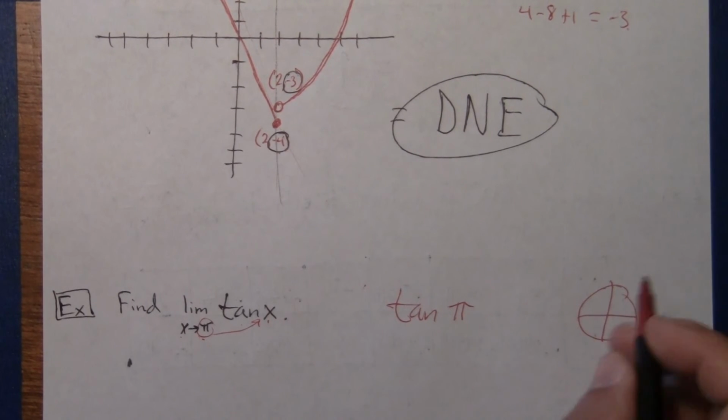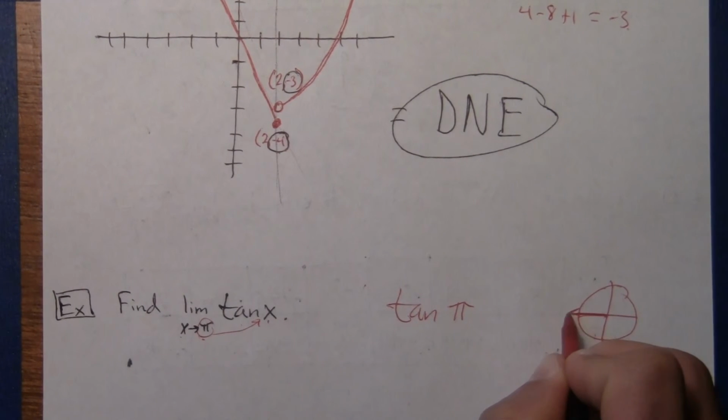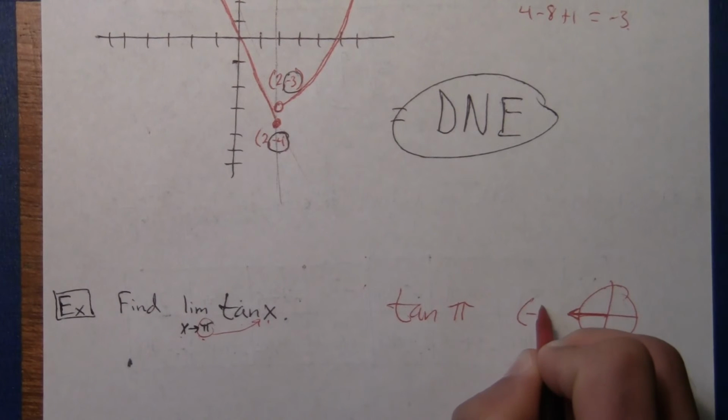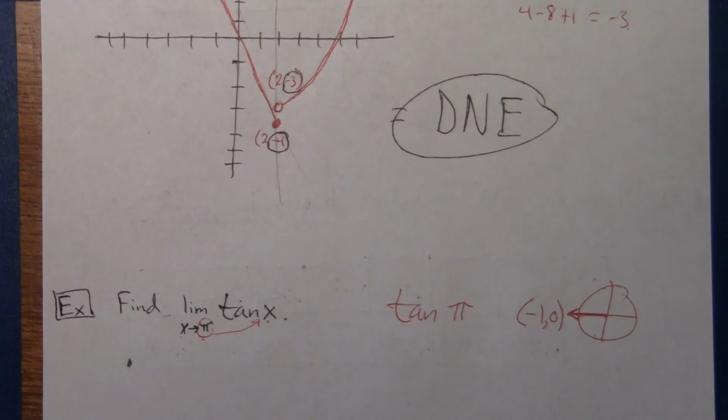So you think on your unit circle, well, pi is over here. I know the value is (-1, 0), the x and the y values. Tangent wants me to take the y value divided by the x value, and that's just 0. So the answer to this is 0. The limit is going to be 0.